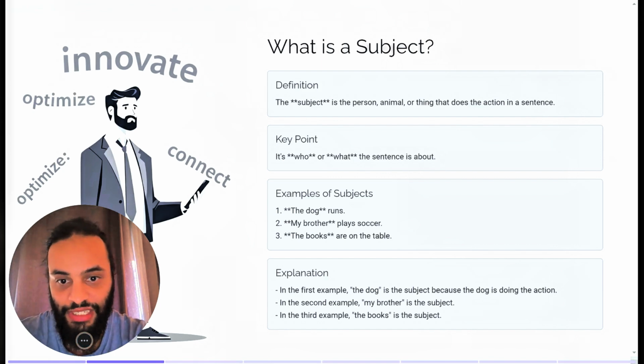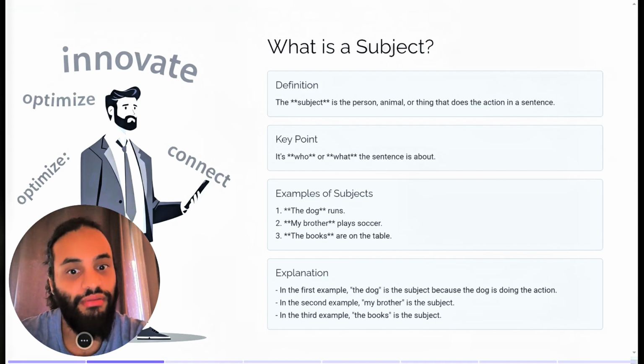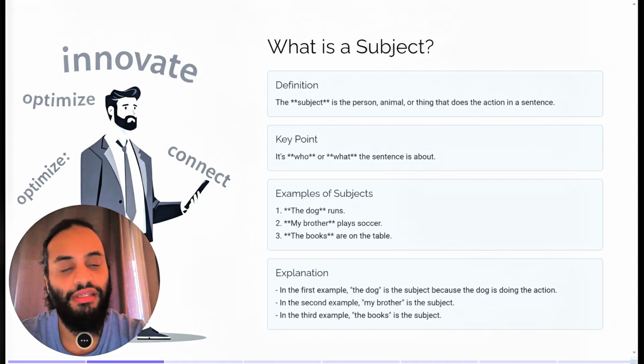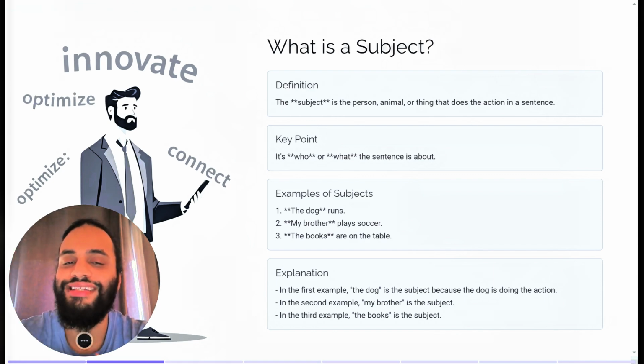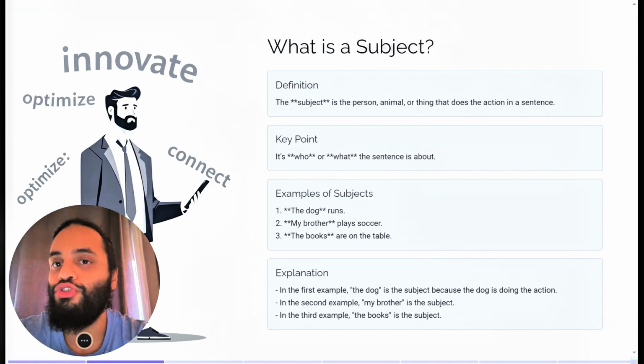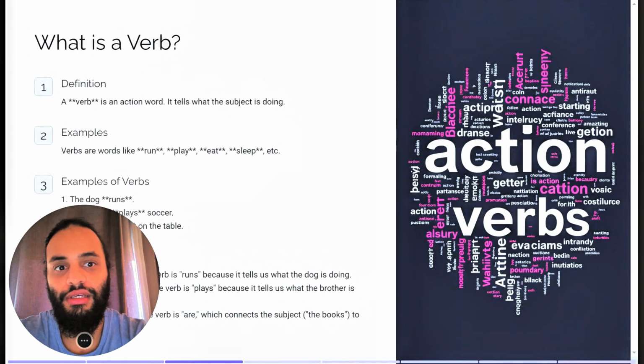So a bit more of an explanation. In the first example, the dog is a subject. Second, the brother. Third, the books, as I already explained. So now we know what a subject is. Let's move on to what a verb is, and then we can get into the juicy part of this lesson.